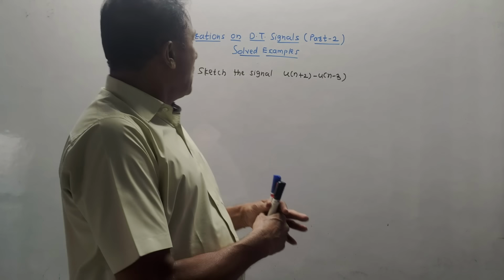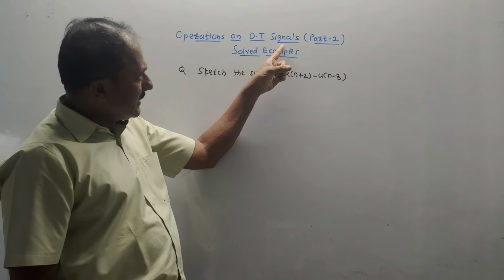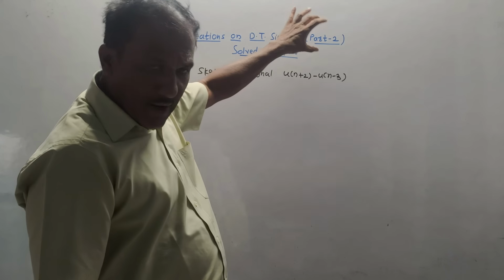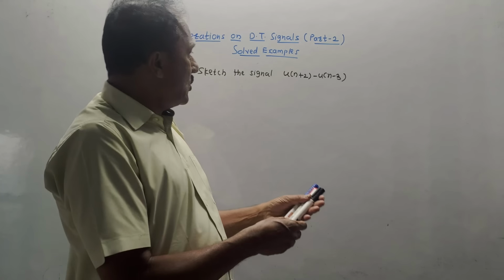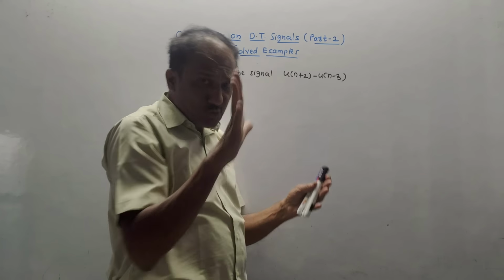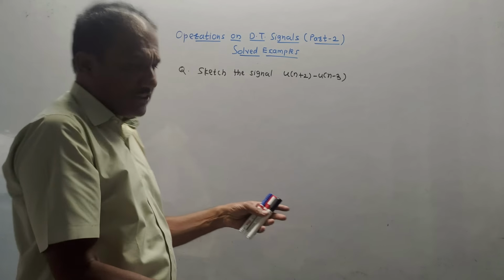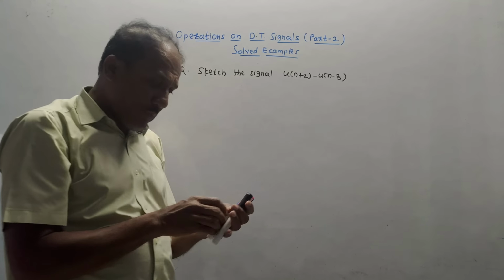Dear students, today's topic is operations on DT signal, that is discrete time signal, part 2. Earlier I covered in part 1 the different types of operations and how to perform them. So before watching this video, please watch that video because it is a prerequisite. In today's session, we will solve a few numericals related to this part.